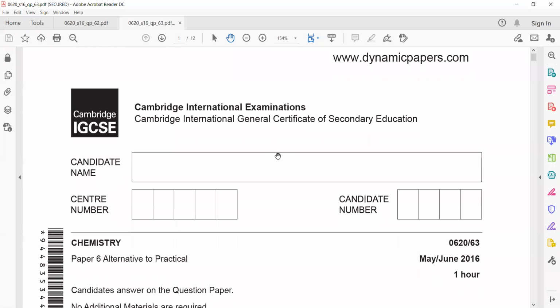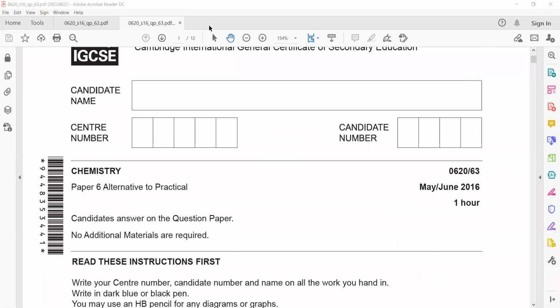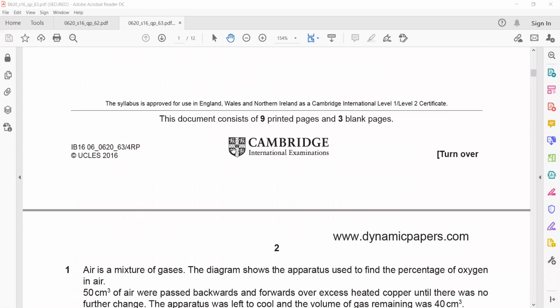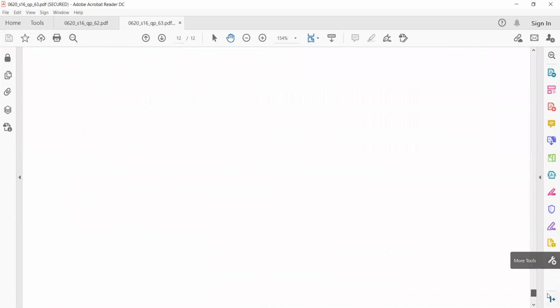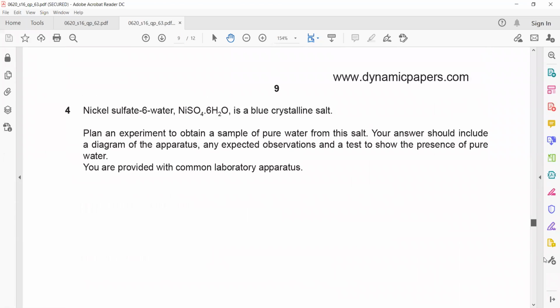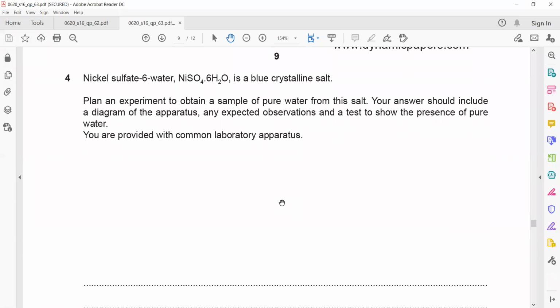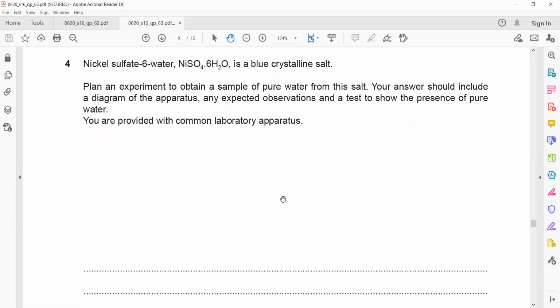Another experiment question related to May June 2016, paper 6, variant 3. In this question, nickel sulfate, which is NiSO4.6H2O, is a blue crystalline salt. Plan an experiment to obtain a sample of pure water from this salt.